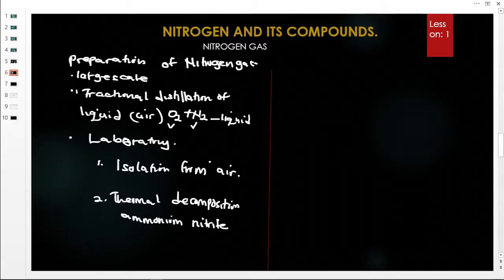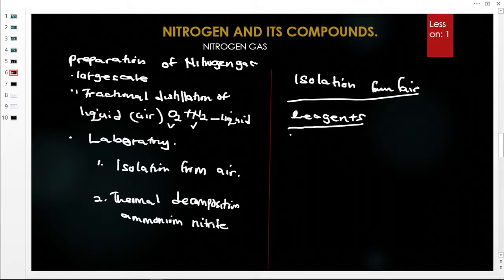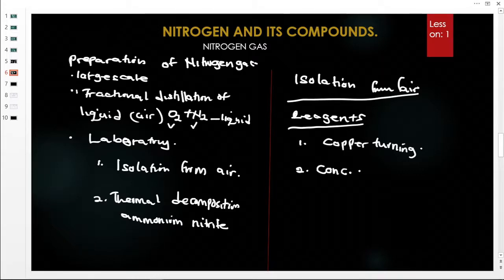Then let us start with this one, isolation from air. So let us see preparation of nitrogen using the isolation method from air. To isolate, so to remove it from air. So let us see, what do we need? The reagents we need here are: one, we need copper turnings. And two, we shall need concentrated sodium hydroxide.